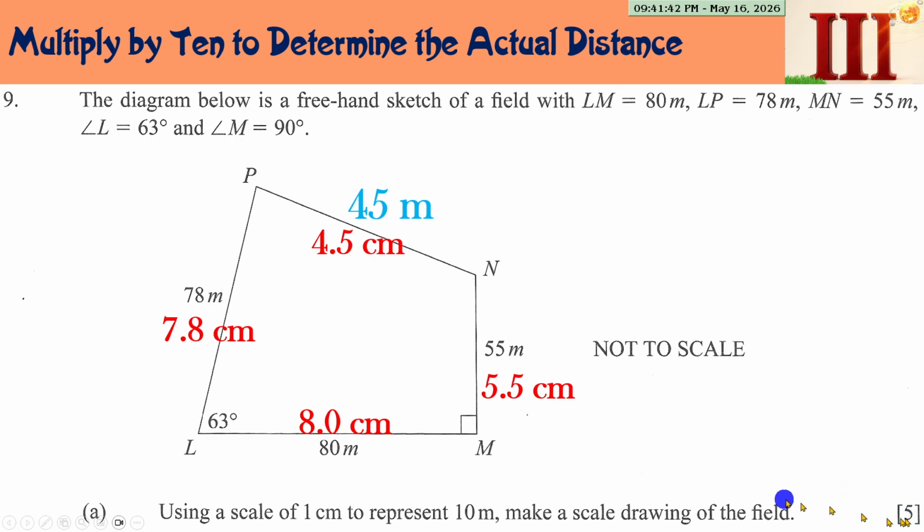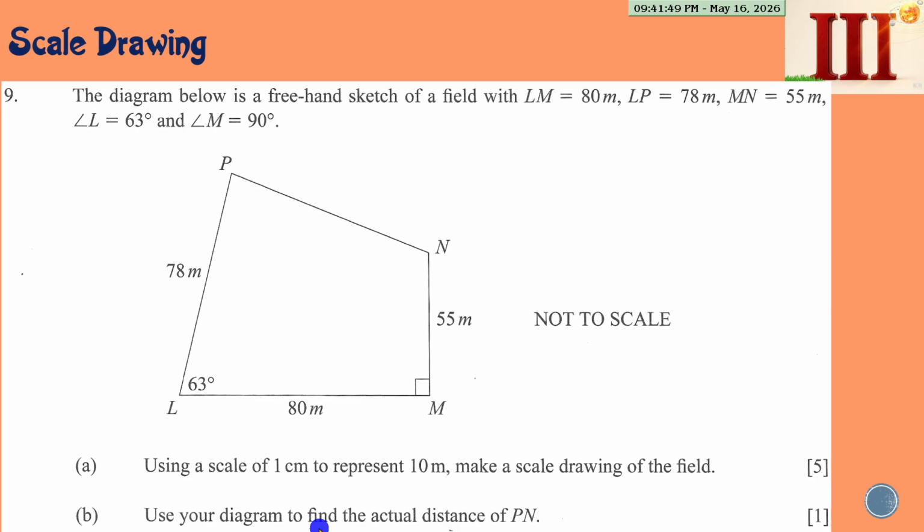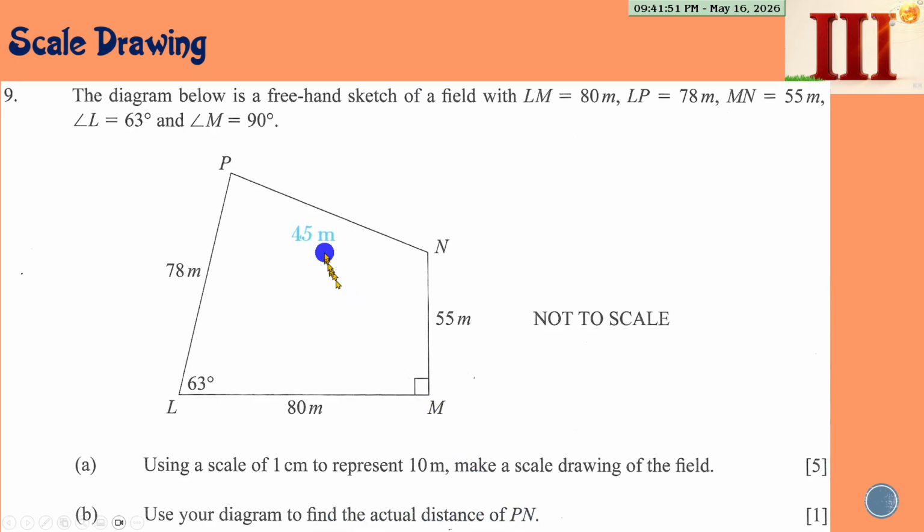This is worth 5 points, and so you want to put everything in place that is required. And so when they ask us to find the actual distance, this distance would be 45 meters, because when we divide to get the drawing size, we multiply by 10 to come back to the actual size. You always look at these numbers. One number is always going to be larger than the other. When you're going from the smaller number to the bigger number, you multiply. When you're going from the bigger number to the smaller number, you divide.